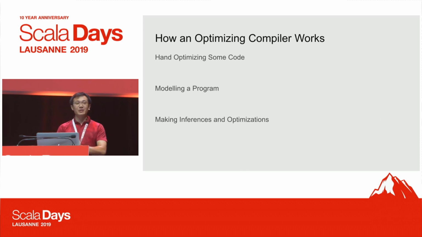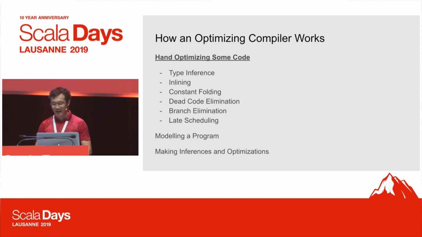Rather, we're going to go into optimizing compilation in 3 steps. First, we're going to hand optimize some source code in order to see what kind of optimizations you can do. Second, we'll talk about how the tool can model a program in order to achieve those optimizations. And lastly, we'll see how we can make an automated tool actually perform the same optimizations we did by hand, but automatically and in not too difficult a manner.